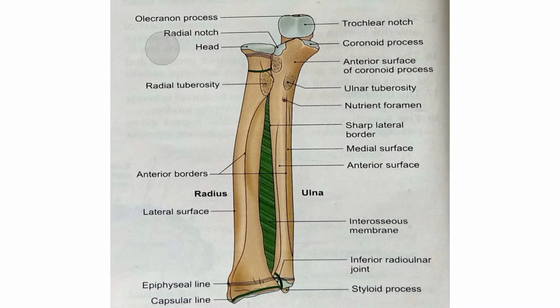See, this is radial notch. Alright, so radial notch for the head of the radius. On the lateral side of the ulnar bone, we have radial notch for the head of the radius to articulate. The annular ligament is attached to the anterior and posterior margin of the notch.